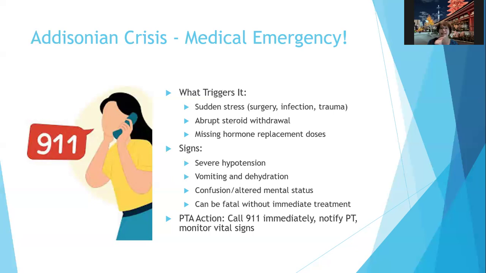Severe hypotension, and that's the life-threatening 911 part. Vomiting and dehydration, which can also eventually lead to life-threatening metabolic acidosis or alkalosis, confusion and altered mental status, and it can be fatal without immediate treatment. So notify the PT if you think someone's going through this Addisonian crisis, and call 911 and monitor their vital signs until the ambulance gets there.